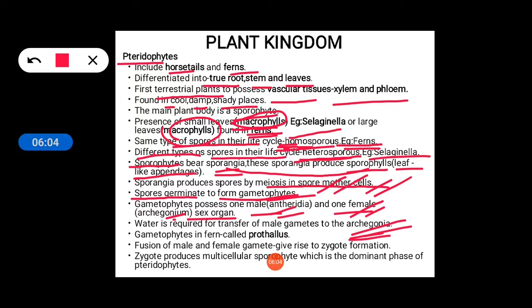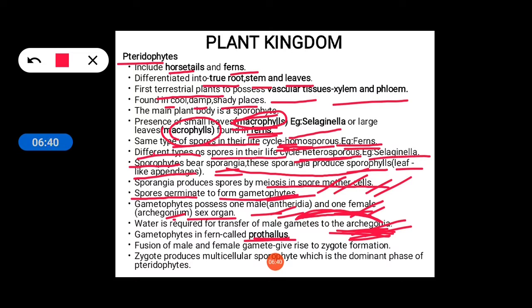Archegonia is the female sex organ. So the male gamete, if it has to go to the archegonia, has to swim and go. So water is very important in this case. Gametophytes in fern are called prothallus. So in ferns, the gametophytes are known as prothallus. It is very important. Note this point carefully.